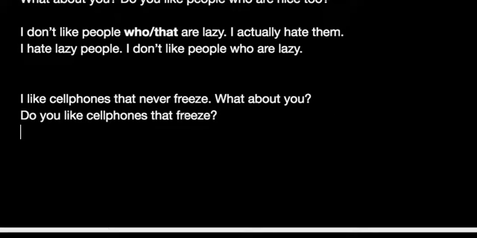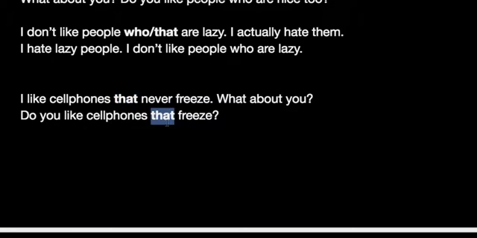So as you can see, guys, with cell phones, the only relative pronoun that is possible is that, because you cannot say, do you like cell phones who freeze? Because cell phones is not a person. But when you're referring to a person, you can use either, who or that. Okay, guys? So it is very, very important, okay?